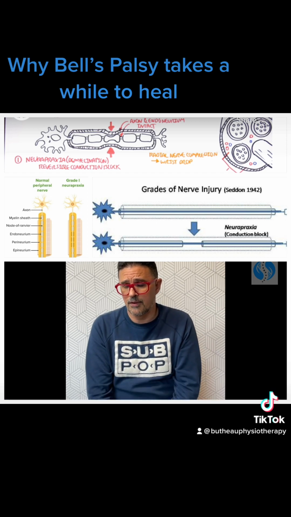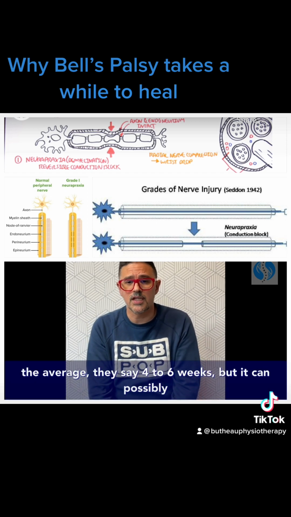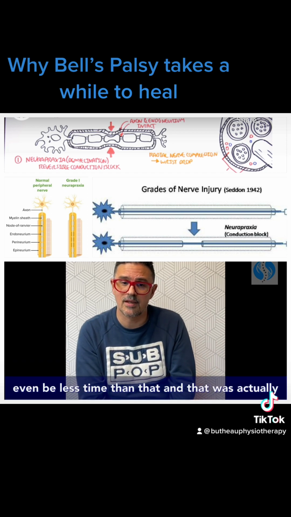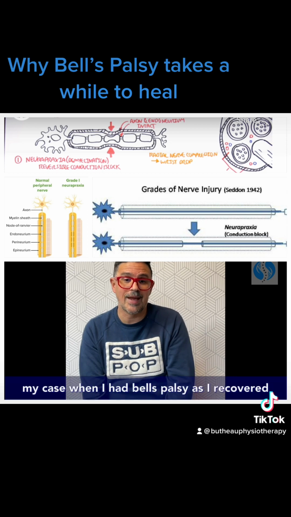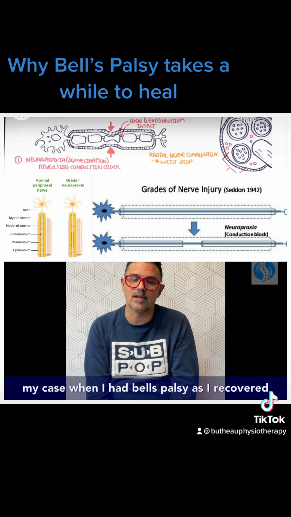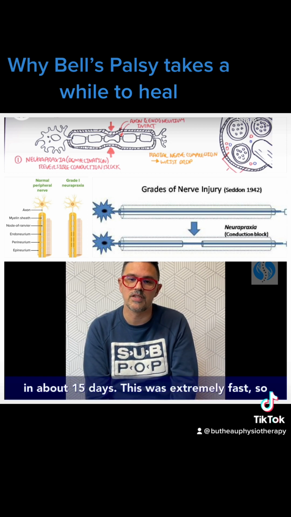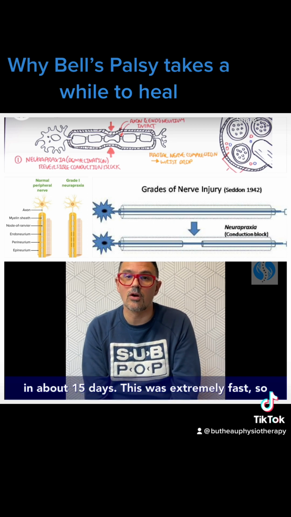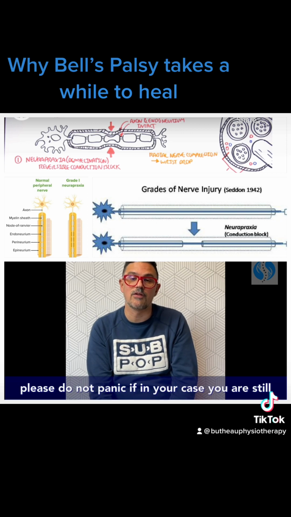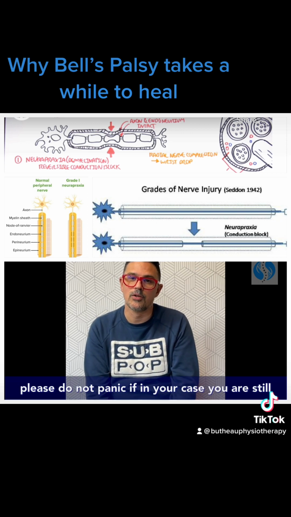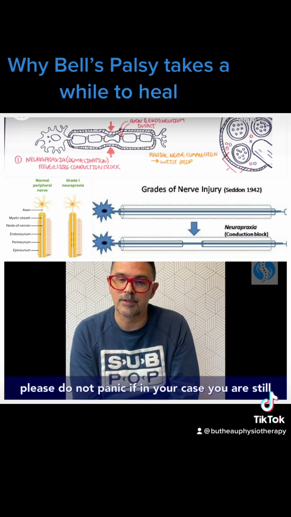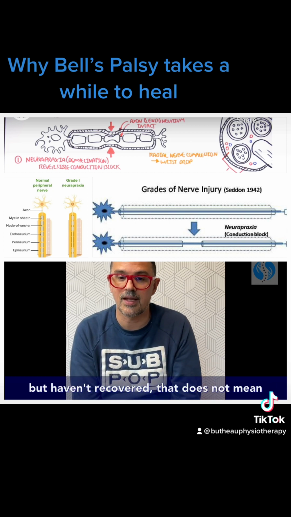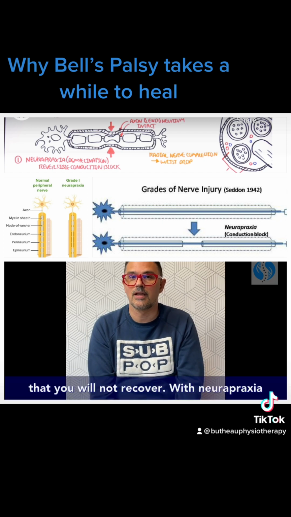Most of the time, the average they say is 4 to 6 weeks, but it can possibly even be less time than that. That was actually my case when I had Bell's palsy, as I recovered in about 15 days. This was extremely fast, so please do not panic if in your case you are still at 2 months and you've seen some improvement but haven't recovered. That does not mean that you will not recover.